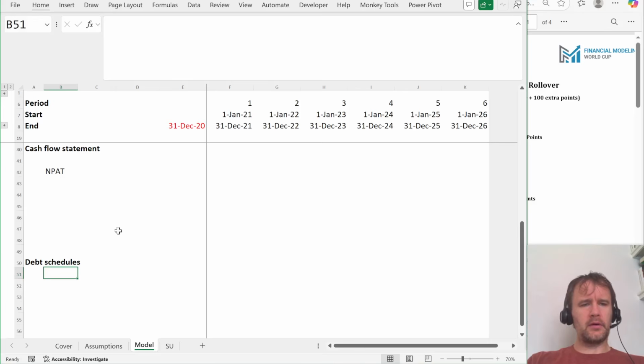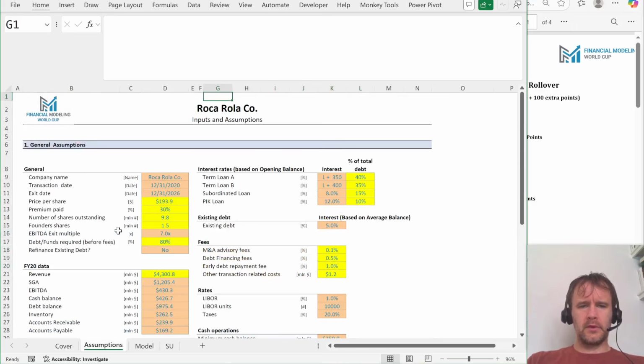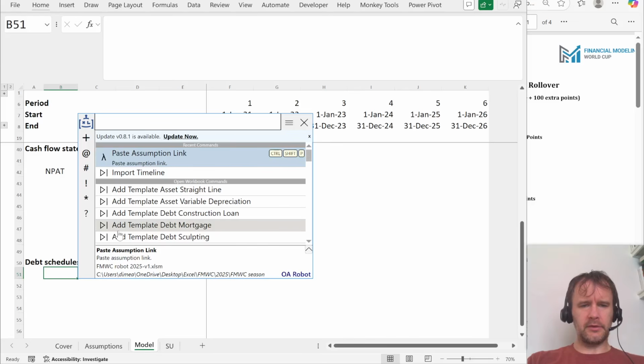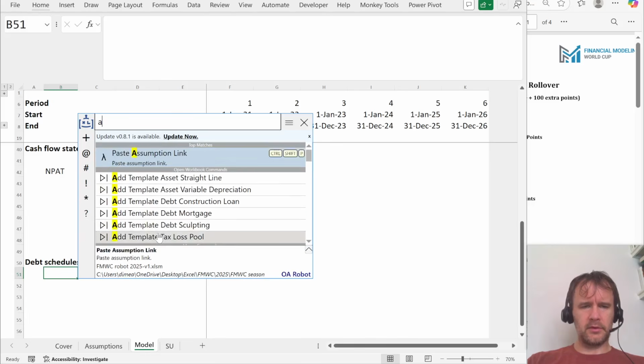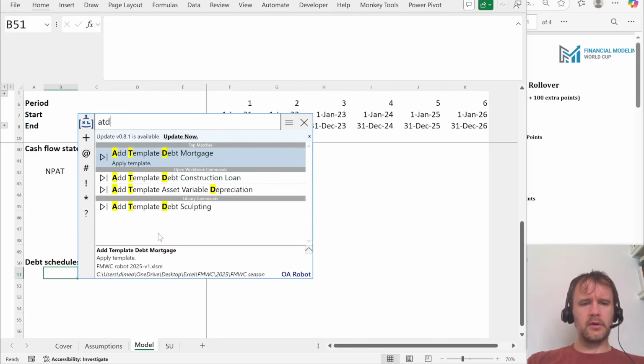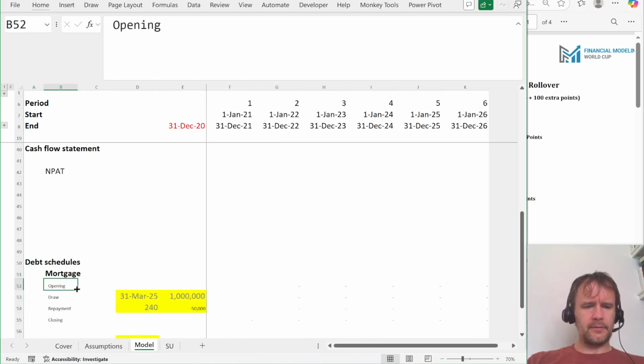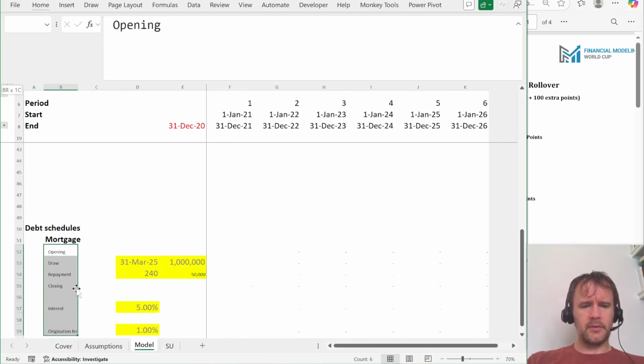So we've got our existing debt. Actually, wait, I've just got a debt schedule option here. Let's add template debt. Sculpting, so we're going to add template debt. Okay, I seem to only have weird ones, but whatever. Fine, mortgage will do for now. Font size is weird, but never mind.